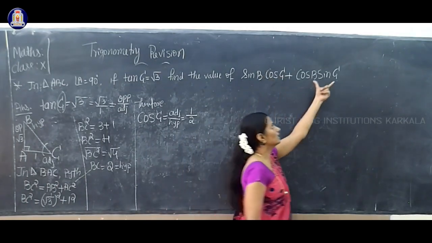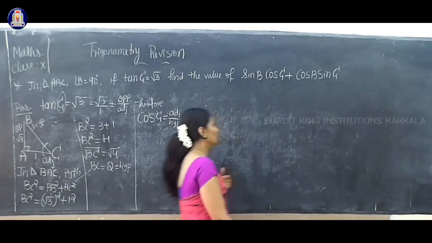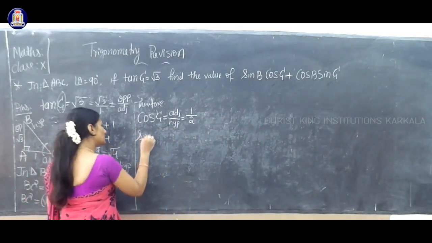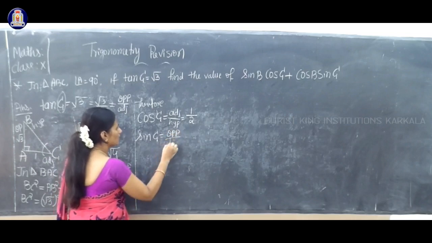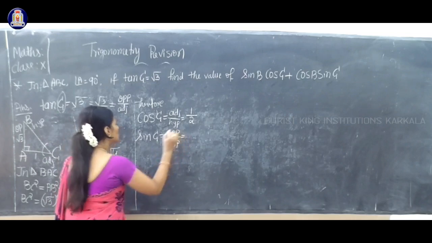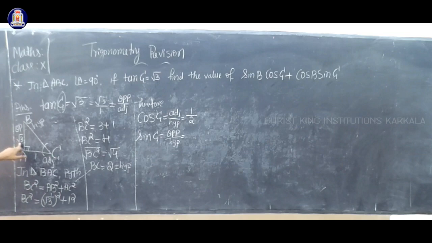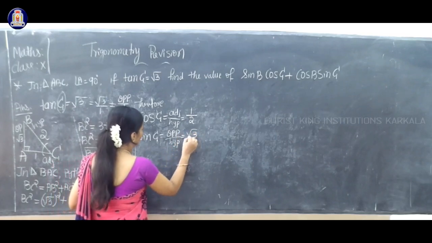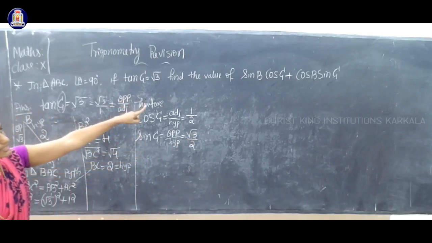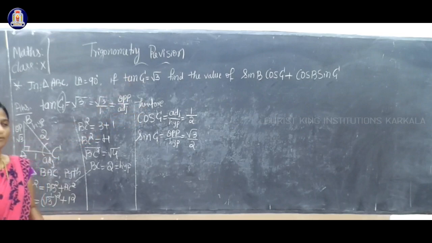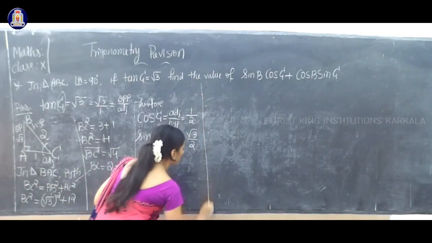Next I need sin C. So sin C is equal to opposite side divided by hypotenuse side. What is the opposite side? Opposite side is root 3. Hypotenuse side is 2. So it is root 3 divided by 2. So we got 2 values. Next I need sin B and cos B. How to get sin B and cos B?